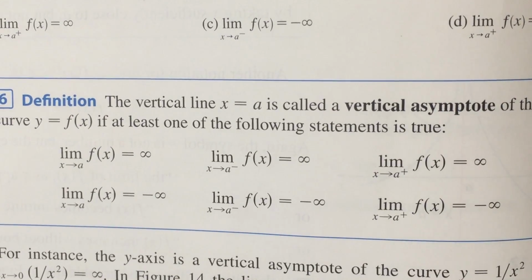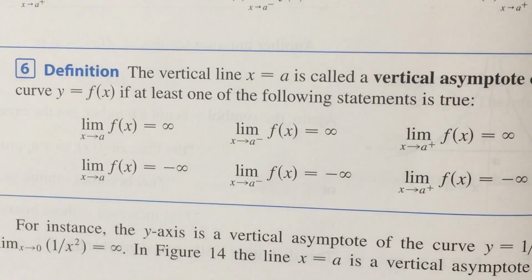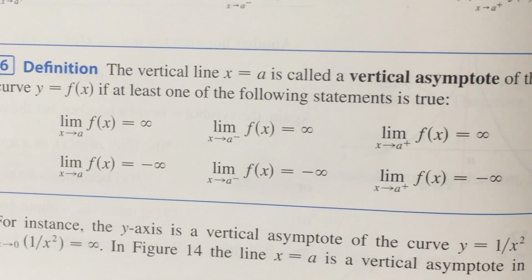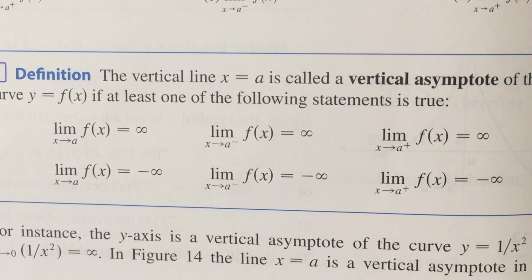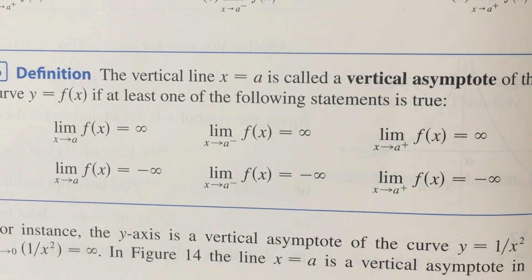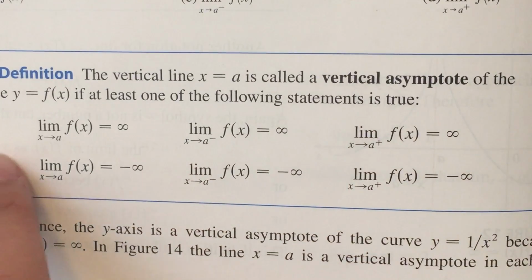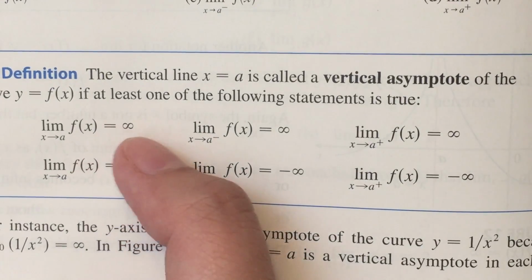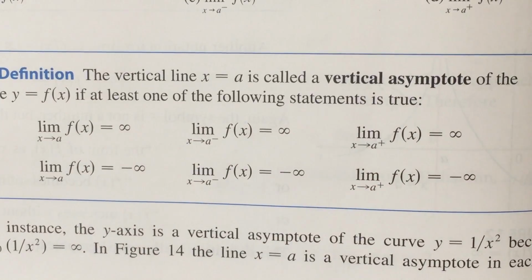The vertical line x equals a is called the vertical asymptote of a curve y equals f(x) if at least one of the following statements is true. What this definition basically says is, as the limit approaches a from the left and right sides, if they have the same value, then the value of f(x) when x approaches a equals the value they have, the same one, as you can see here.